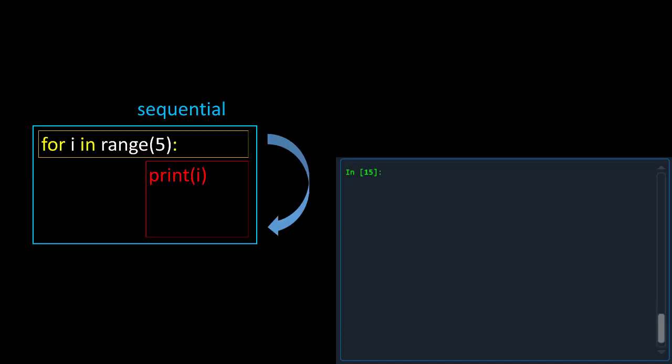Here is an example. This uses the built-in range function to generate the sequence of integers 0 to 4. Note that in IPython, multiple lines may be written as a block, which is terminated by a blank line.